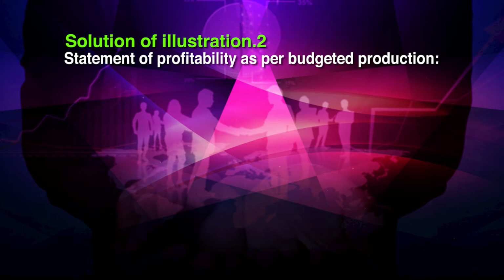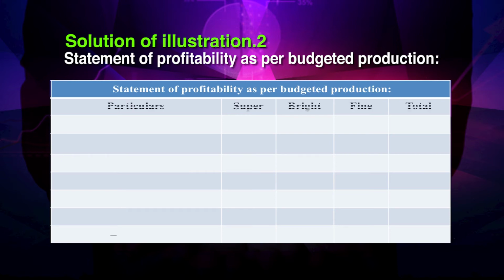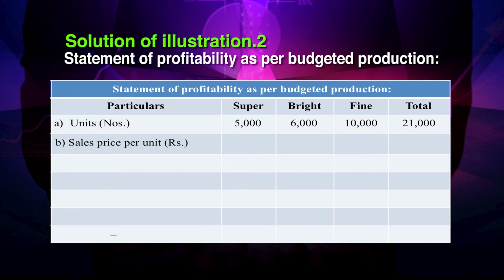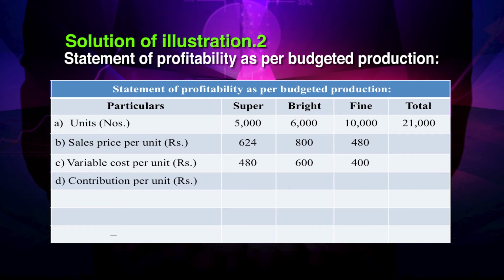We first prepare the statement of profitability as per budgeted production. We will have 5 columns, where the first column is particulars, second is Super, third is Bright, fourth is Fine and fifth is total. Number of units are 5,000 for Super, 6,000 for Bright and 10,000 for Fine, totaling 21,000. Sales price per unit 624 for Super, 800 for Bright, 480 for Fine. Variable cost per unit 480 for Super, 600 for Bright, 400 for Fine. Contribution per unit, that is B minus C, 144 for Super, 200 for Bright and 80 for Fine.